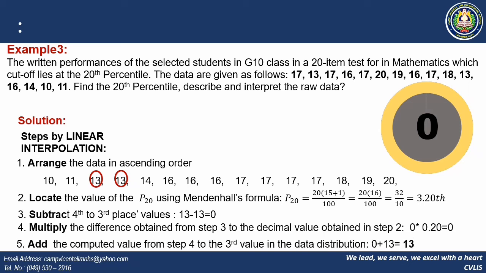Next, add the computed value from step 4 to the 3rd value in the data distribution. So we have 0 plus 13. Which means that our 20th percentile's value is equal to 13. Okay, so let us use this computed value for the analysis and interpretation.